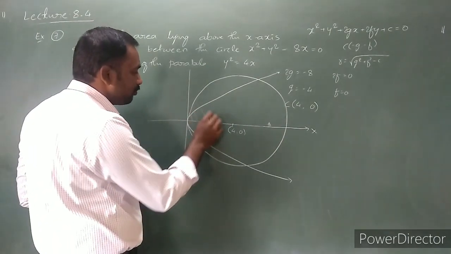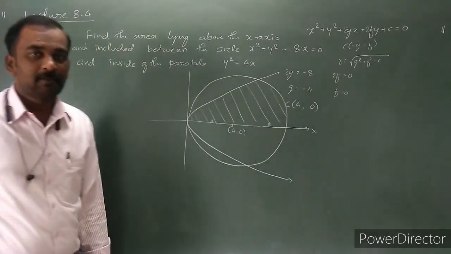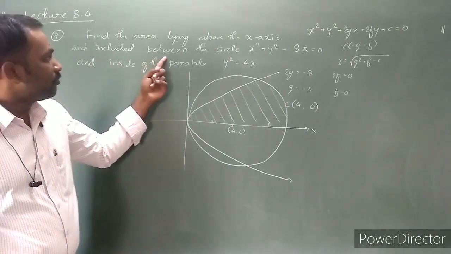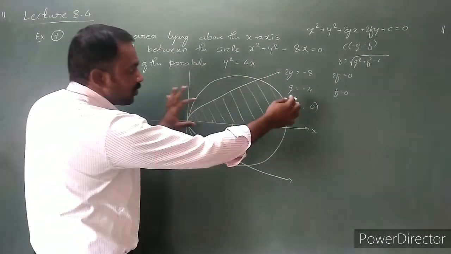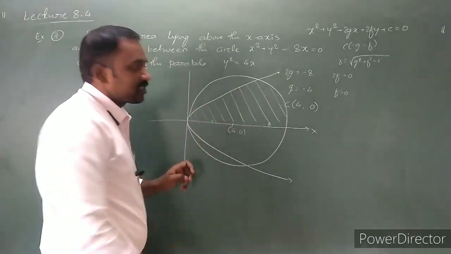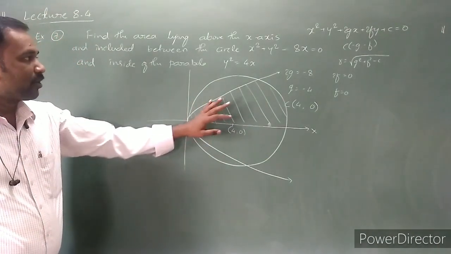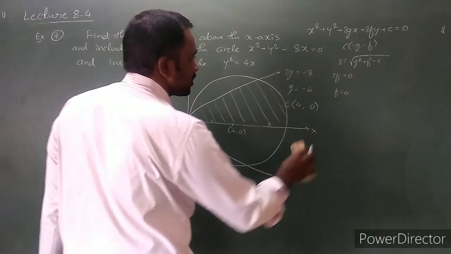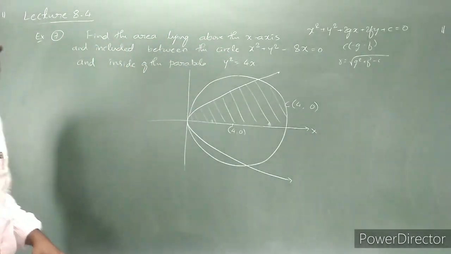Inside the parabola, between the circle and the parabola. Can I say that this is the required area? Check it. Above the x-axis, yes. Included between the circle and the parabola: the circle is here and the parabola is here. Yes, firstly, it is inside the parabola. Now, how to find this area? I got the proper diagram. Now we need to find the area. I can do that one properly and write it directly in this manner.